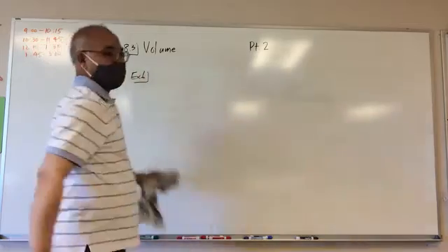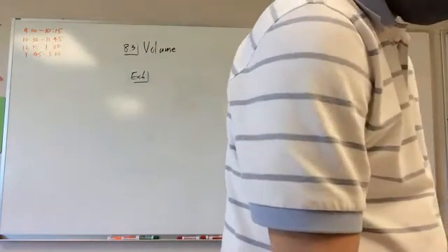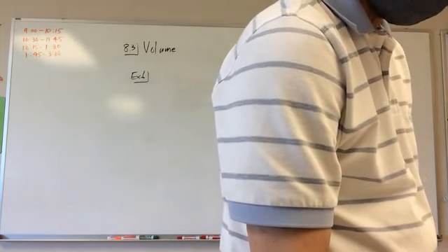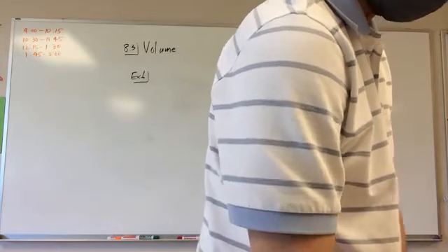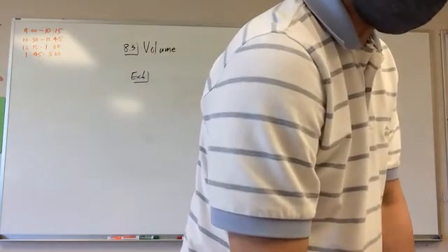Example number 6. The region bounded by the curve y equals 4 minus x squared, y equals x, and x equals 0 is revolved around the y-axis to form a solid. Use the cylindrical shell method to find the volume of the solid.